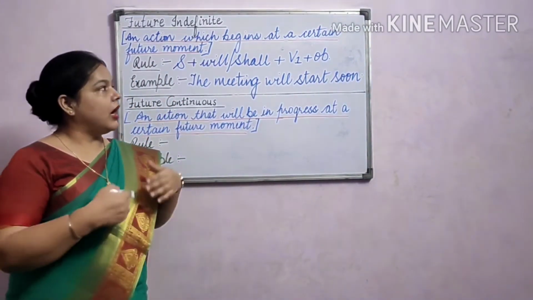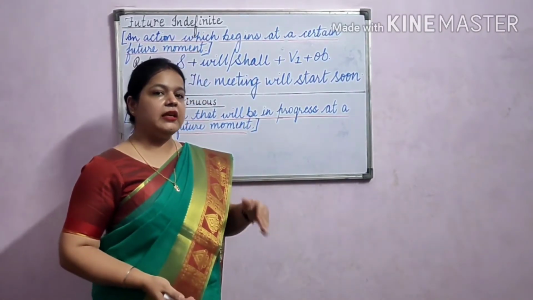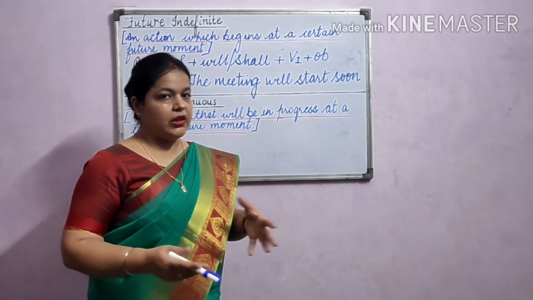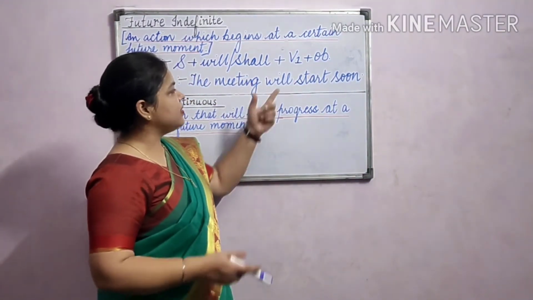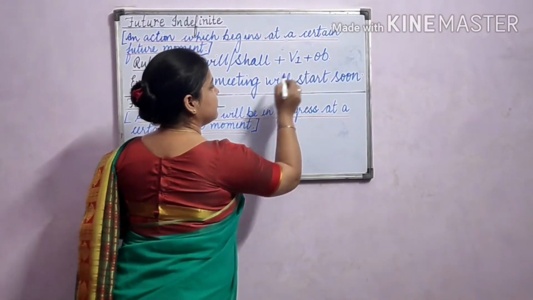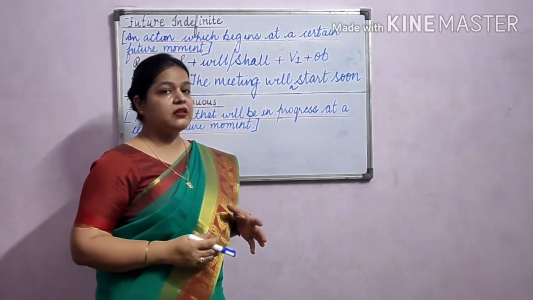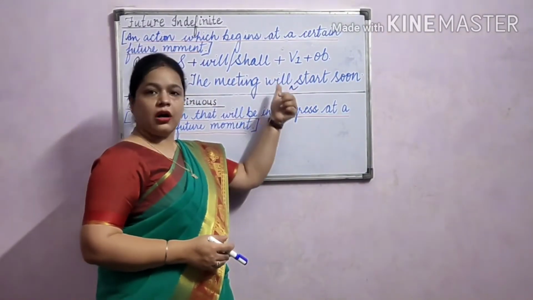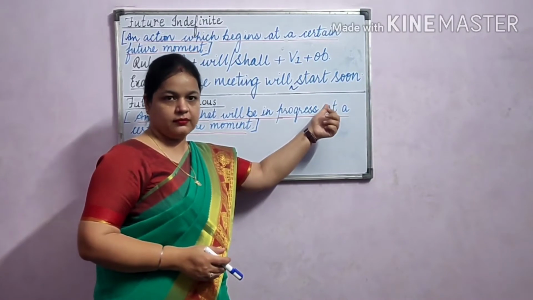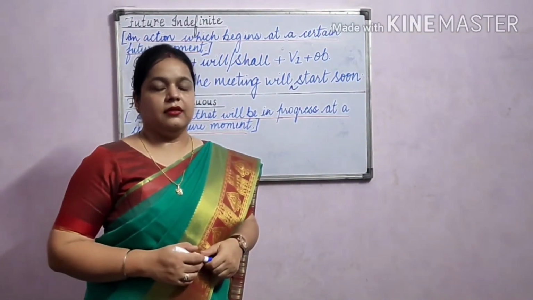Okay. How do we change this one into negative? We simply insert not. We'll be adopting the same process. We simply write not after will and it will become a negative sentence. Alright. So what will the sentence be in that condition? The meeting will not start soon. Am I clear?